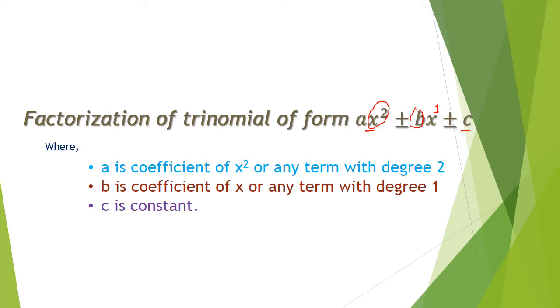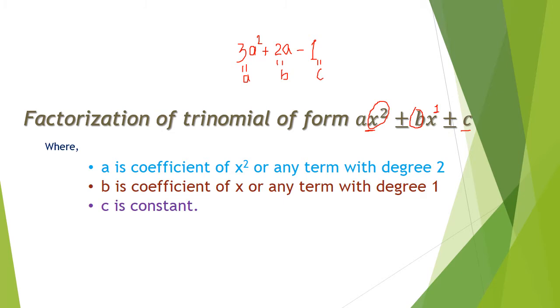And what if the question is in the form 3a square plus 2a minus 1? Now what will be the value of a? The value of a definitely will be 3, and the value of b will be 2, and c will be the constant term, and c is equal to minus 1.